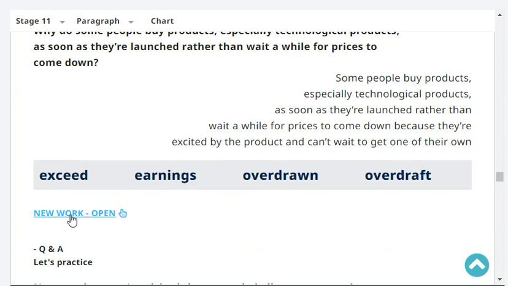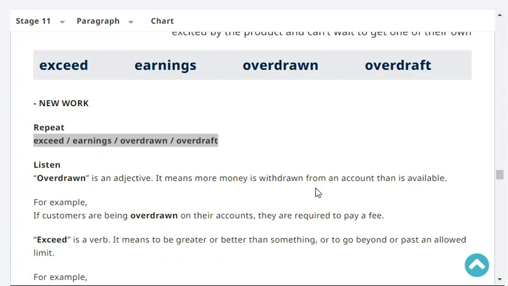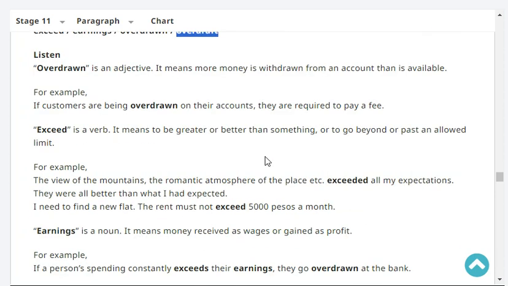Next, repeat: exceed, earnings, overdrawn, overdraft. Very good. Okay, listen. Overdrawn is an adjective. It means more money is withdrawn from an account than is available. For example, if customers are being overdrawn on their accounts, they are required to pay a fee.